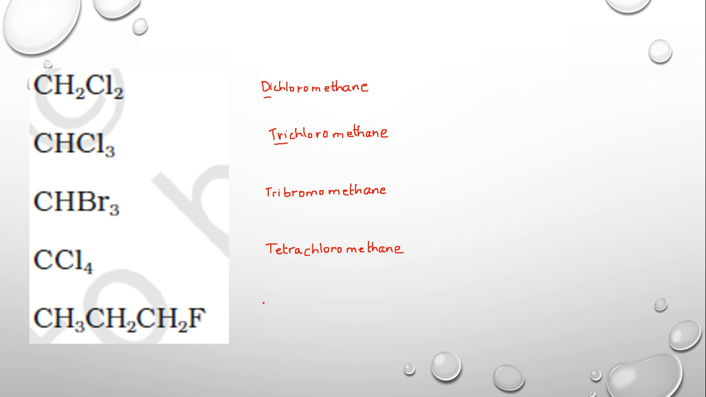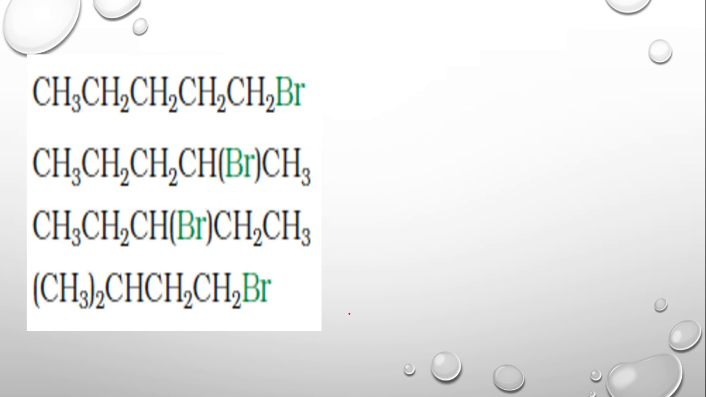CH3, CH2, CH2, F. Okay, now F, it is attached to carbon number 1. Okay, the numbering. So it is going to be 1 fluoro and 3 carbon atom alkane chain. It is going to be propane. 1 fluoropropane.